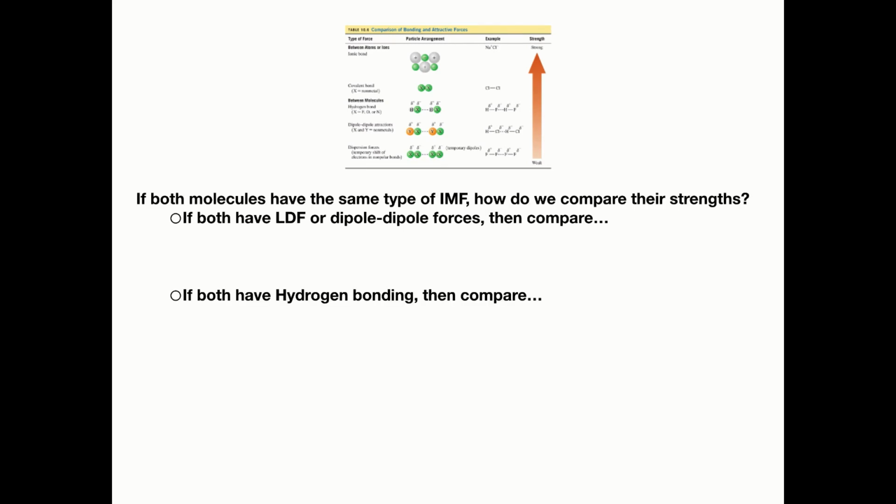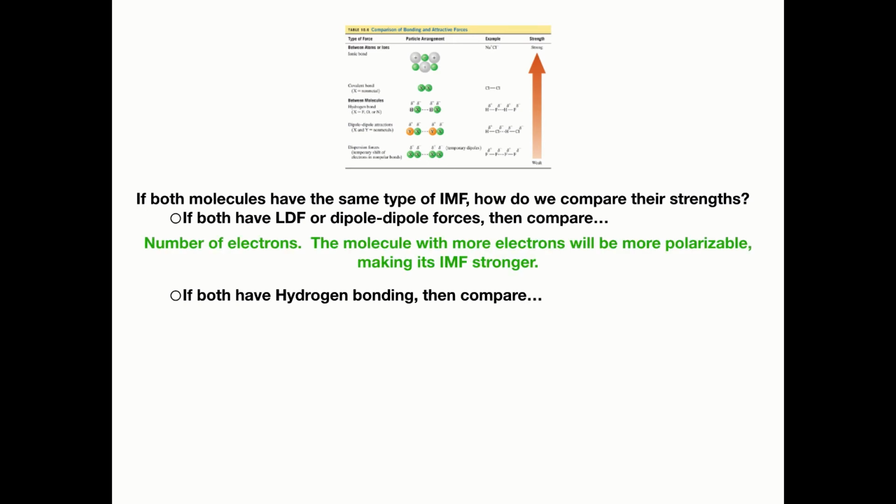So if both molecules that you're looking at have the same type of intermolecular force, then how can we actually compare their strengths? Well, if both molecules have London dispersion forces or both have dipole-dipole forces, what we do is compare the number of electrons. The molecule that has more electrons is going to be more polarizable, meaning its London dispersion forces are going to be stronger because it has more electrons that can line up to create that temporary dipole. So the more electrons a molecule has, the more polarizable it is, because the more of a partial charge that can form, okay? And therefore the stronger the intermolecular force. So if you have two molecules with the same intermolecular force, either London dispersion or dipole-dipole forces, then we simply compare the number of electrons in order to determine which has a higher melting or boiling point.